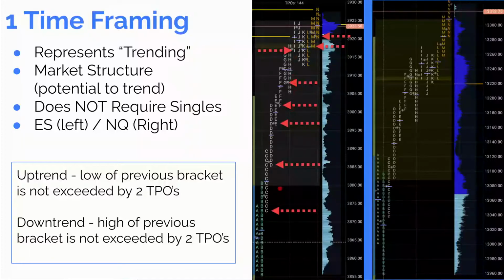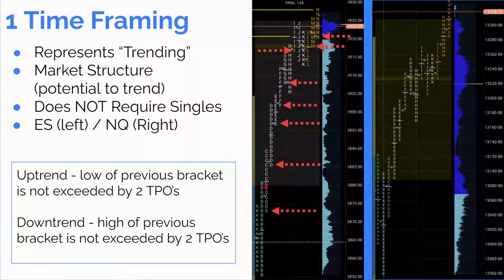So that is what one time framing is. Now I'm obviously showing you an uptrend example. On a downtrend example, it would be lower highs. I don't have an example of that, but I'm sure you can imagine it. Another important thing, because we just talked about single prints, is that one time framing does not require singles. Here we obviously have single prints, but you can one time frame without having single prints.